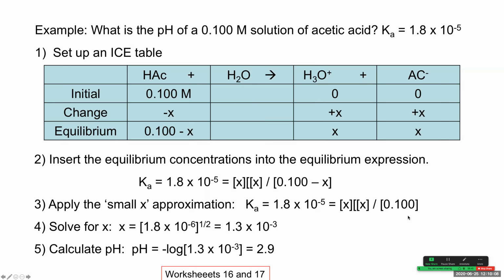So this makes it pretty simple. We can take the square root of this right side now. So x squared is going to equal 1.8 times 10 to the negative 5 divided by 0.1, which becomes 1.8 times 10 to the negative 6. We'll take the square root. We find that x is equal to 1.3 times 10 to the negative 3. So let's take the log of that, because x is the hydronium ion concentration. We end up with a pH of 2.9. So that's the pH of a 0.1 molar acetic acid solution.